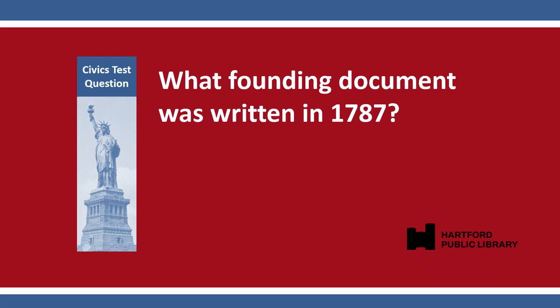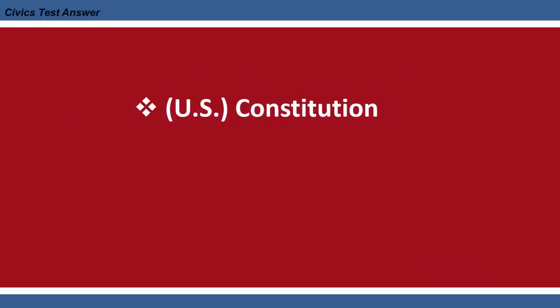Civics test question. What founding document was written in 1787? The Constitution. The U.S. Constitution, the supreme law of the land in the United States, was written in 1787.